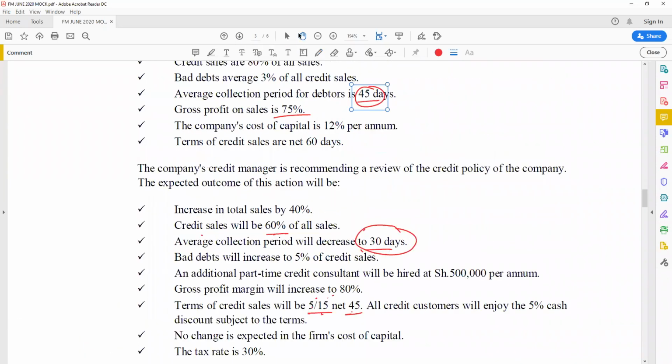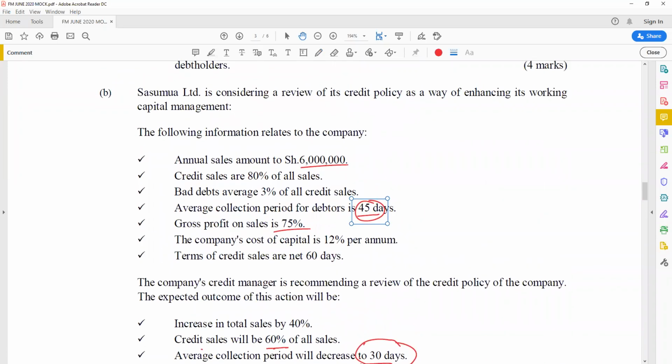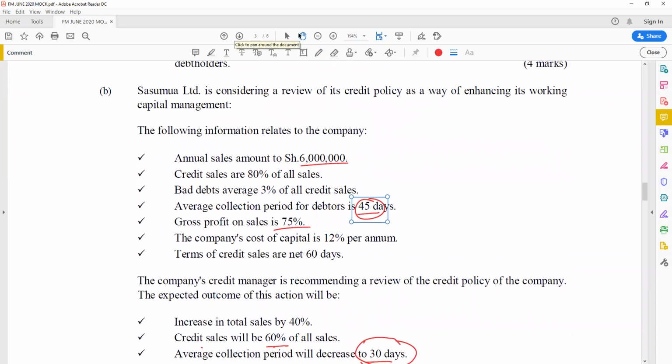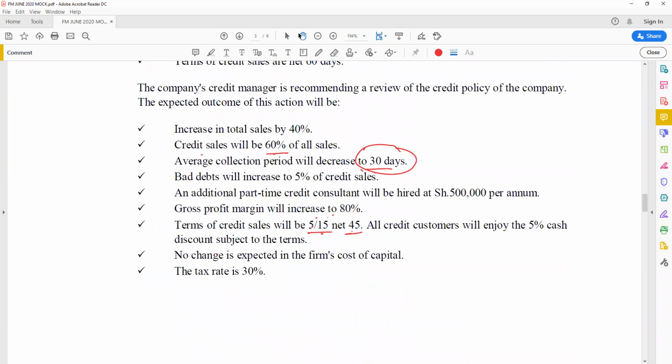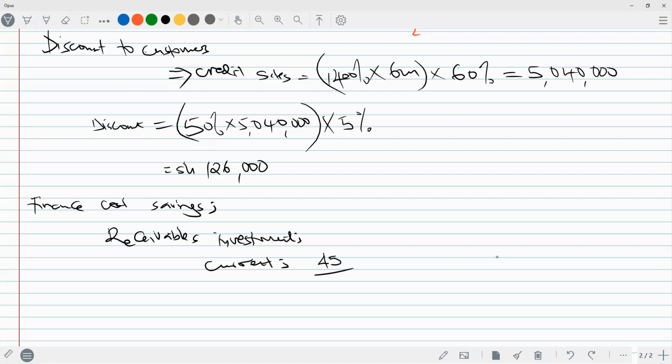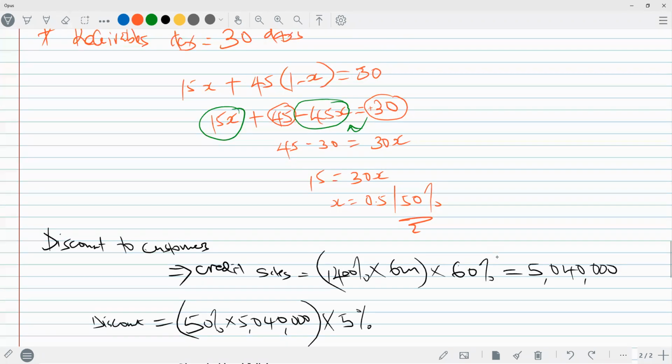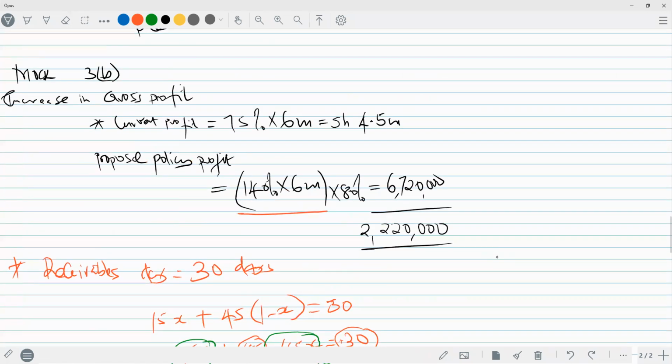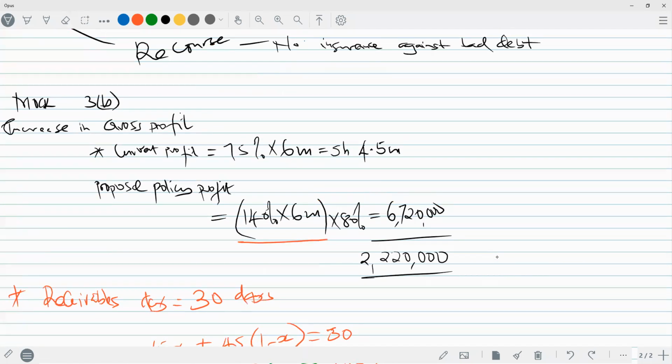You have not been told how many days to use. You can use either 360 or 365 because I seem not to get the days here. So this is an assumption. Let's use 360. No harm in case you use 365. We multiply by sales that were made on credit, and the sales on credit before was 6 million. I think you've done that already. Where is it?